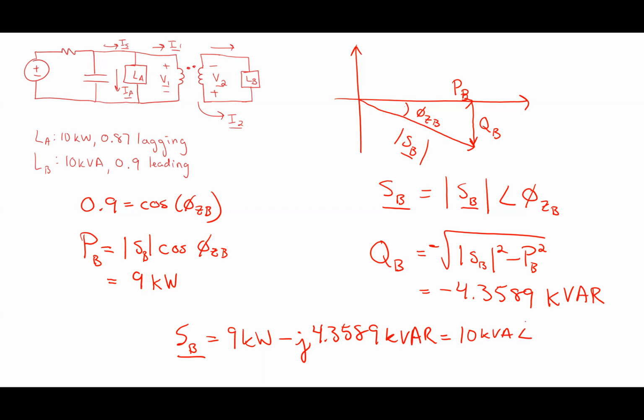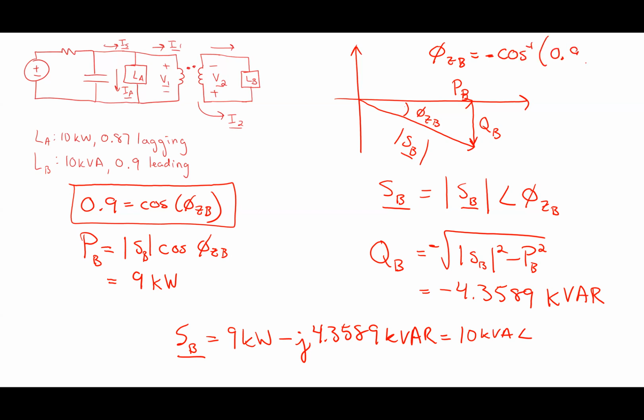How do I get the angle here? Yeah, I can do the imaginary over the real. It's the same as the impedance angle. So basically, I could use this relationship right here. The thing I've got to be careful of is that for an angle that is negative, cosine is going to be positive in the fourth quadrant. So I've got to say phi sub ZB is equal to not the inverse cosine, but what? The negative inverse cosine of 0.9.